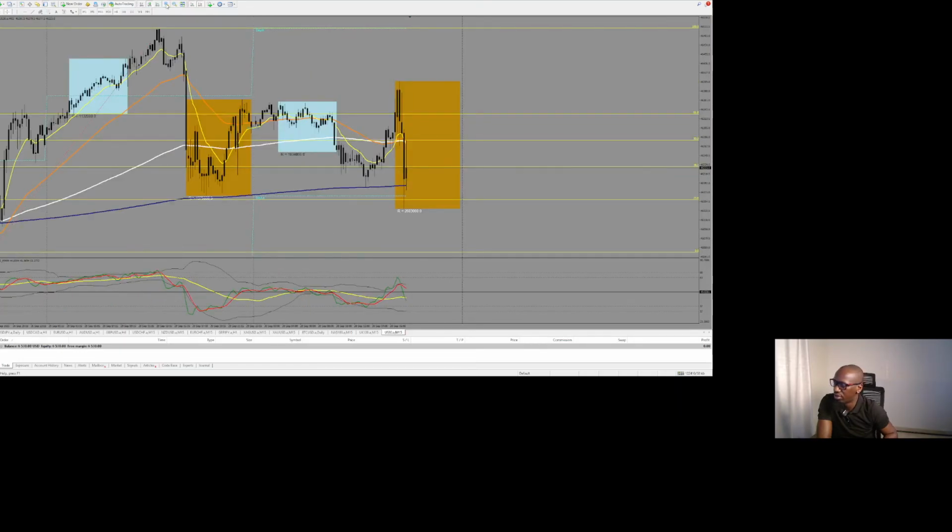So again, as price develops, it looked like there would have been a sharp reaction in this direction. But again, price seems to be showing that it's going to be doing a continuation. So let's wait and see.